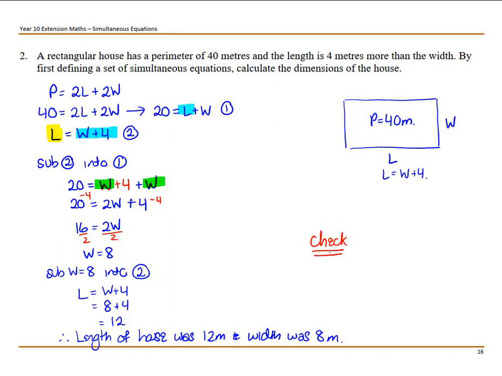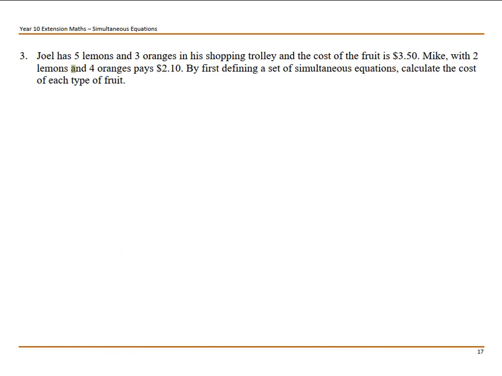Okay, remember to check. Okay, Joel has 5 lemons and 3 oranges in his shopping trolley, and the cost was $3.50. Mike has 2 lemons and 4 oranges and pays $2.10. By first defining the set of simultaneous equations, calculate the cost of each type of fruit. So that last sentence tells us what our variables are.